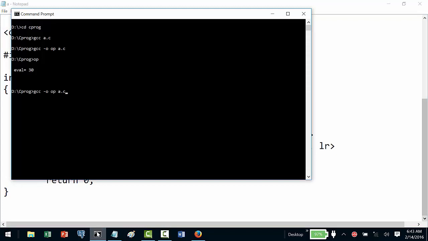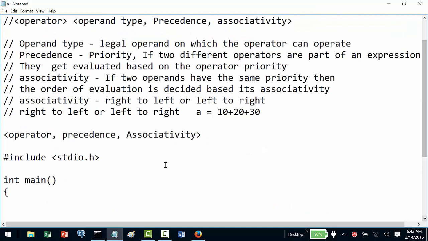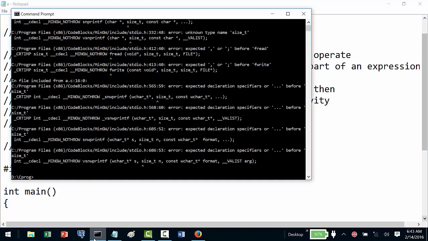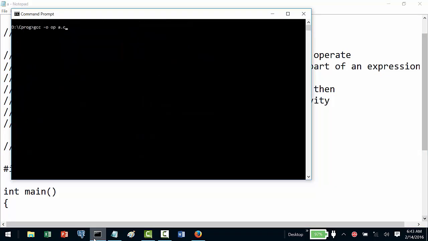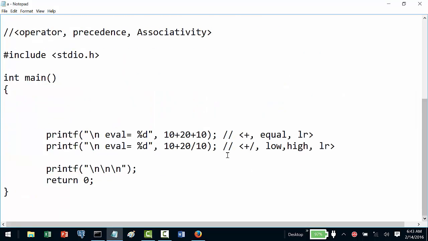So let us try and execute this code. Okay, so if you look at it now, this is 40 and this is 12, because that is how it got evaluated.